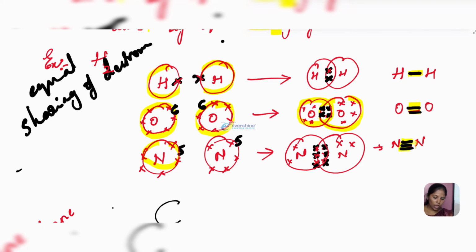So this is how both atoms equally share an equal number of electrons and a covalent bond is formed. In hydrogen there is a single covalent bond. In oxygen there are 2 covalent bonds. In nitrogen there are 3 covalent bonds. So this is called a covalent bond: a bond formed by sharing an equal number of electrons between two atoms.